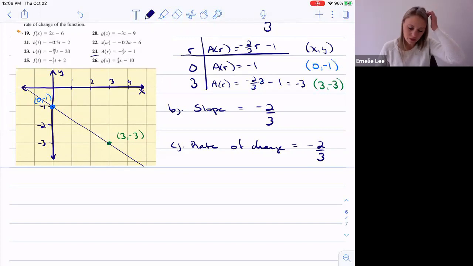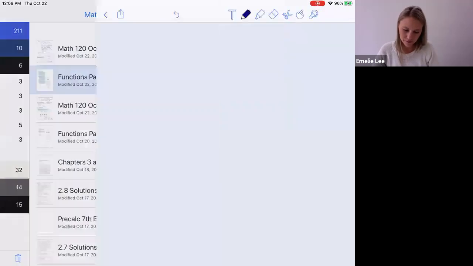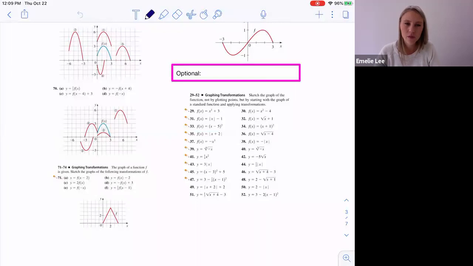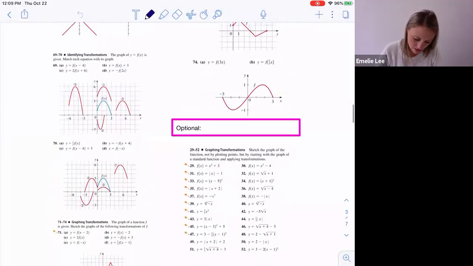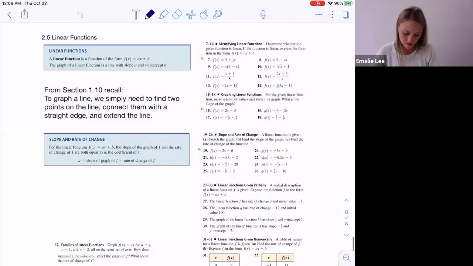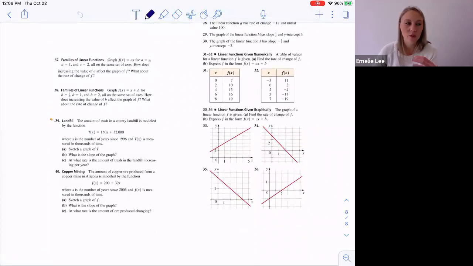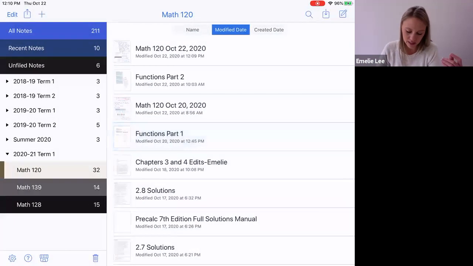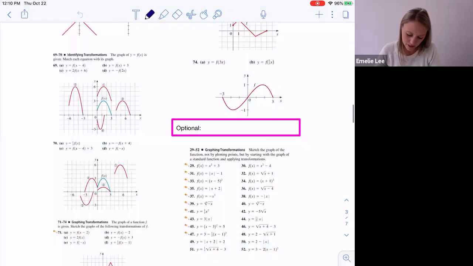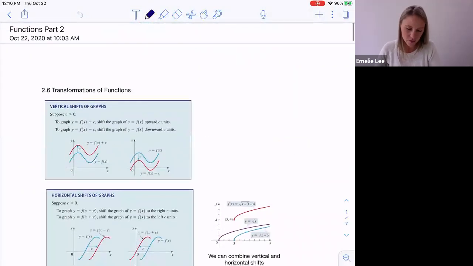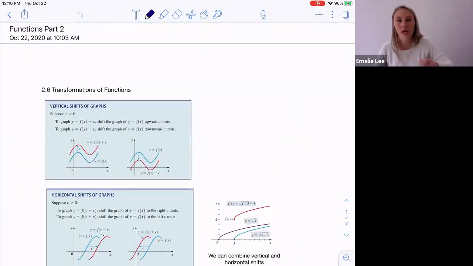Okay, so let's see here. Oops, I went to the wrong one again. So that's kind of the end of functions part 1, but what I want to do is get into functions part 2, and I'll readjust them and repost them after today. And so we're going to do 2.6 as well today because we got to kind of get through this stuff. 2.6 is a little bit, it's okay.